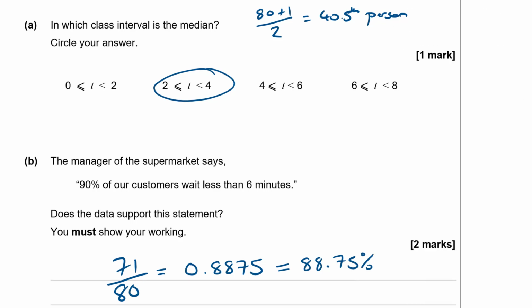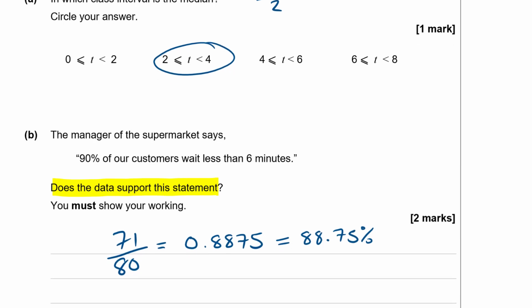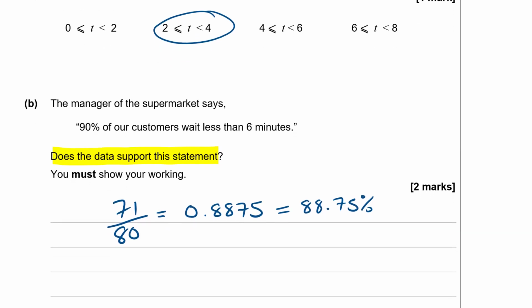Now the question didn't actually ask us to work out the percentage, although we do need to show our method. It asked, does the data support the statement? So having looked at our result, can we say that the manager was correct in his statement? Now actually the mark scheme gives you credit if you say yes or no here, depending on what you say. So you could say yes, 88.75 rounds to 90, so it was reasonable for the manager to say that.